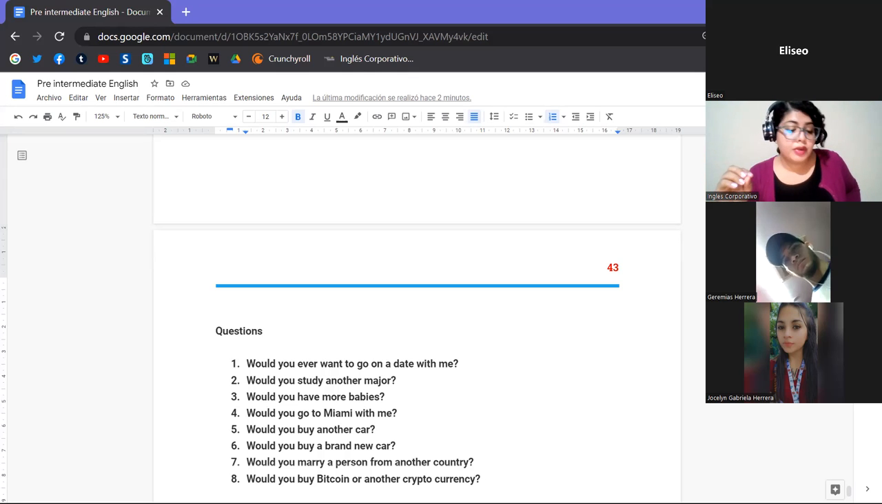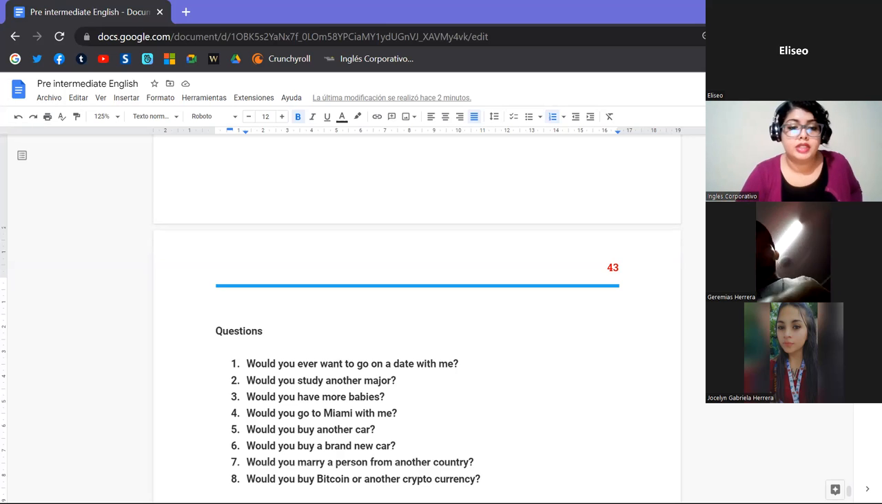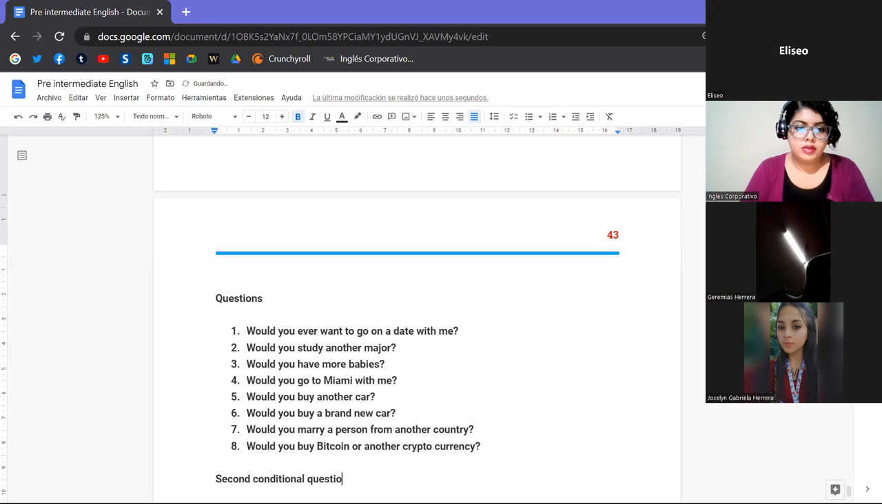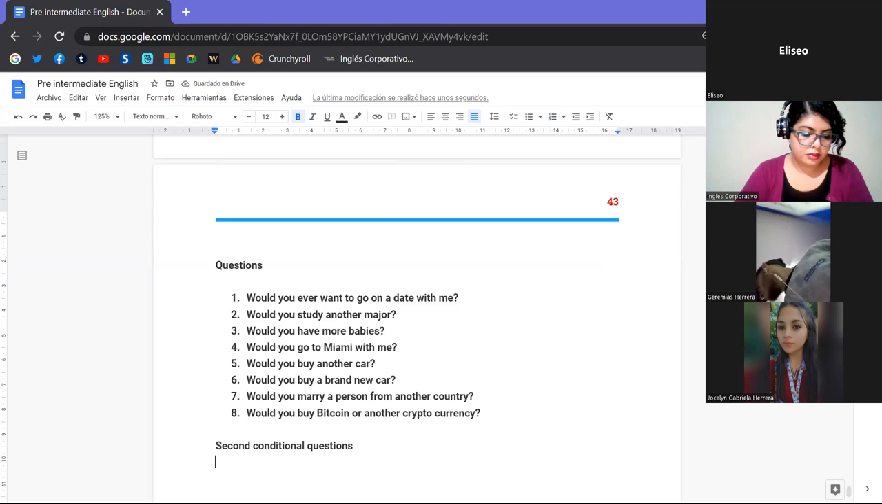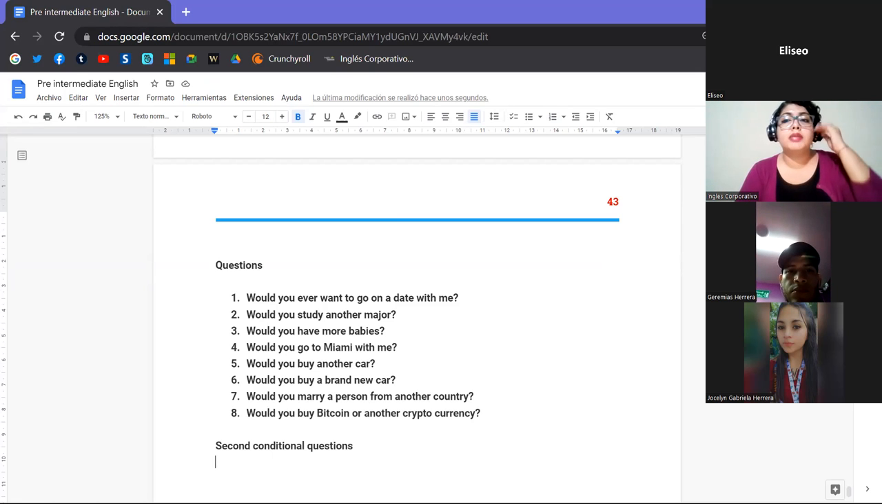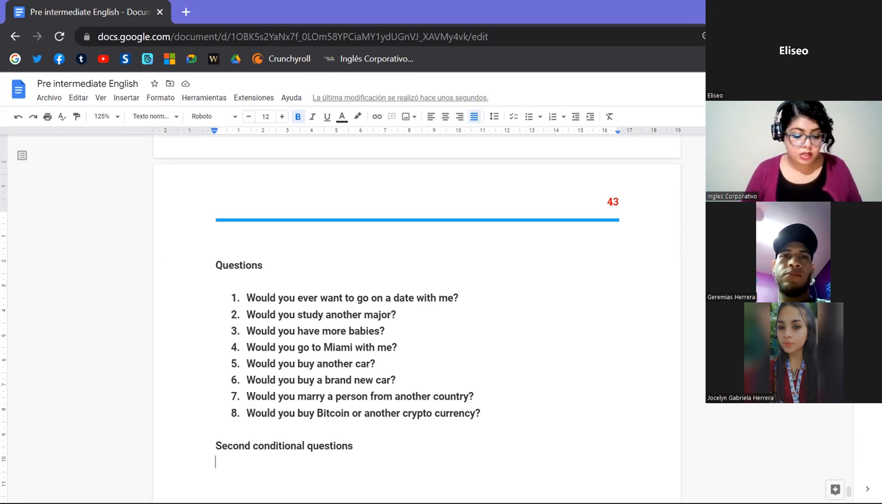Now, we are going with the category that is second conditional question. In this case, it says that second conditional sentences use would in their structure. So we are going to write some examples of second conditional sentences. We have 10 examples.